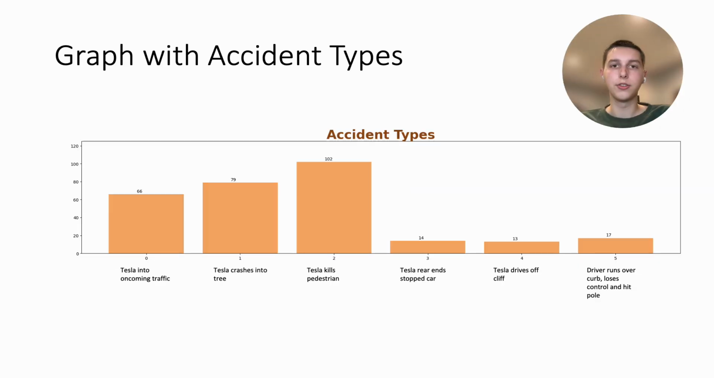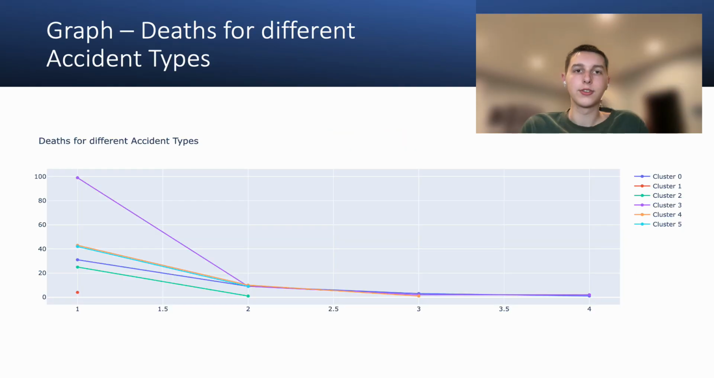Here's a graph showing the distribution of accident types. The most common type of accident involved was Tesla killing pedestrians. This graph shows the number of deaths for each accident type. Cluster 3, which involves pedestrian deaths, is the deadliest accident type, while Cluster 1, which is related to rear-end collisions, is the least deadly. This breakdown provides valuable insight into the severity of different types of Tesla accidents.